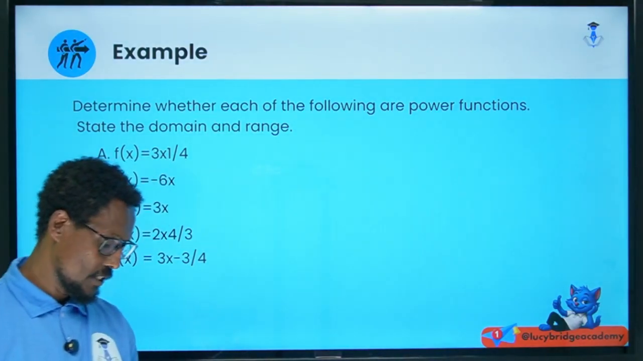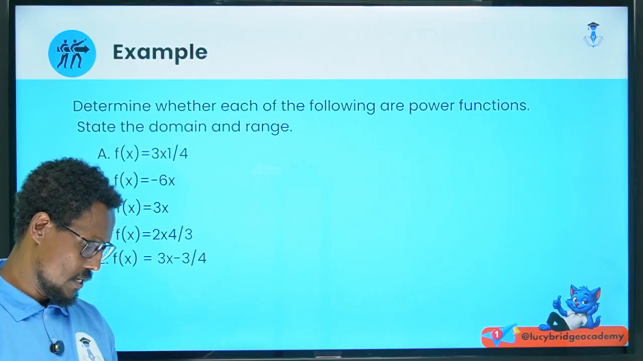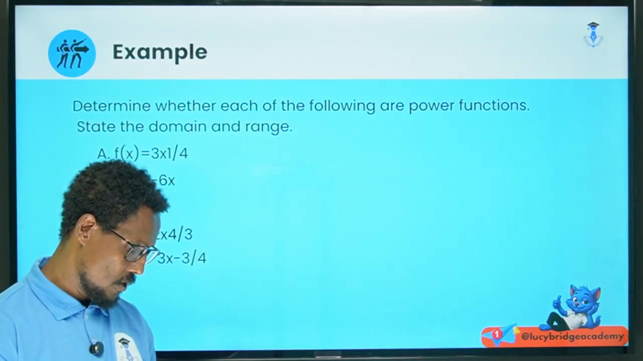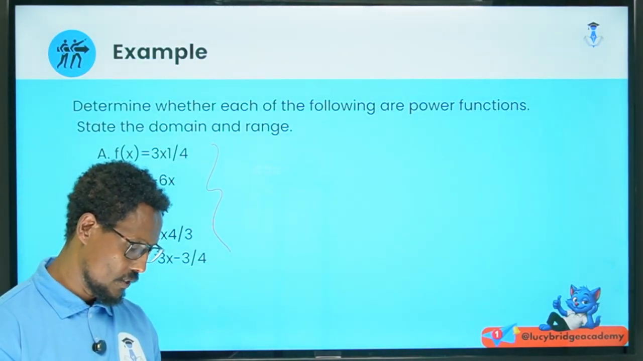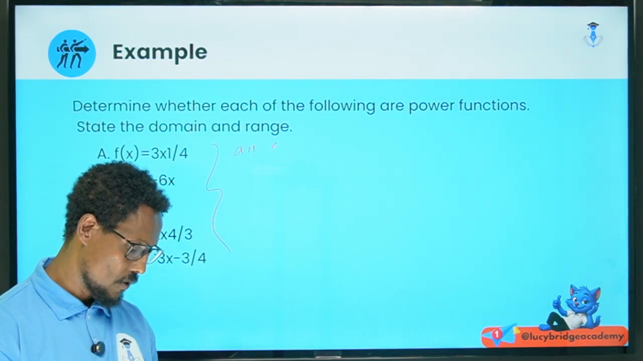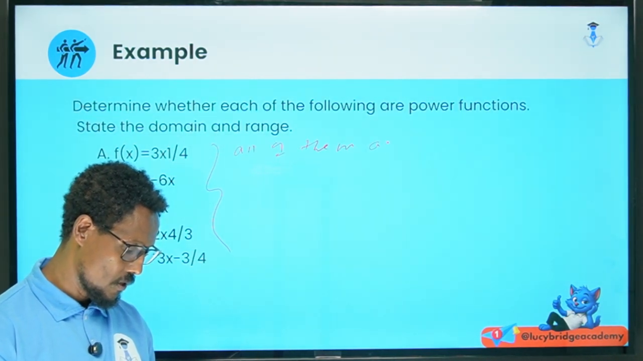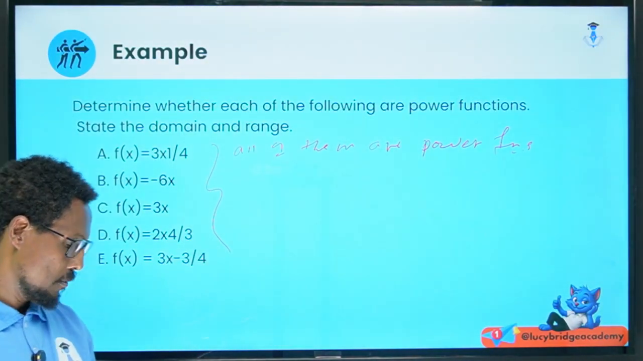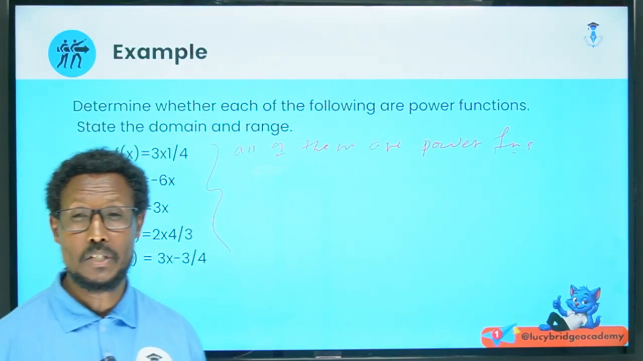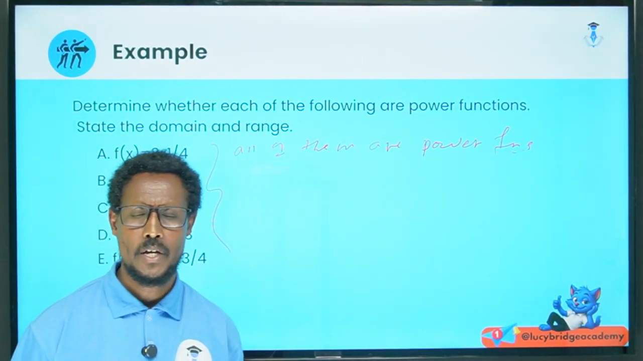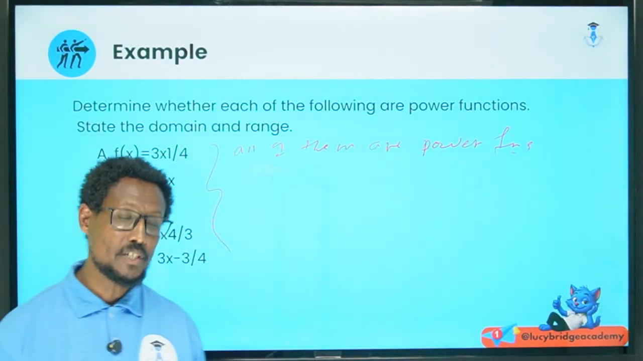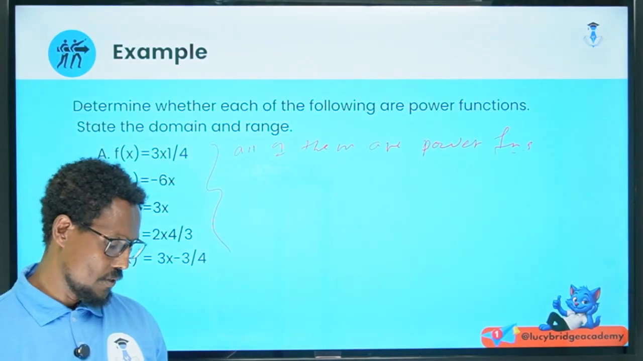So f of x which is equal to 3x to the power of 1/4, as we have seen before, all of them are power functions because all satisfy the definition of a power function. Their coefficient is a non-zero real number and their exponent is also a real number. Therefore all of them are power functions.